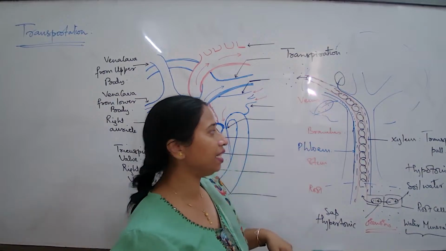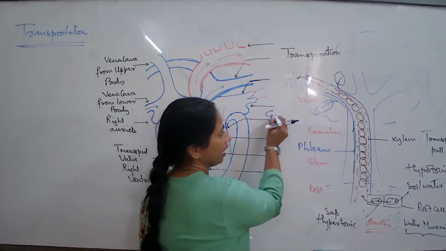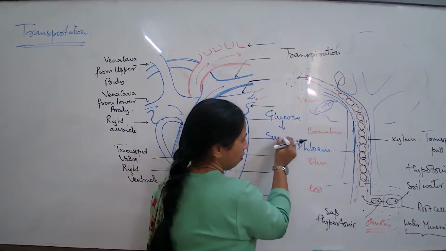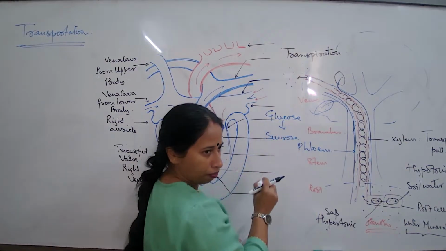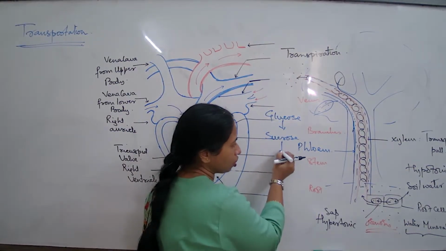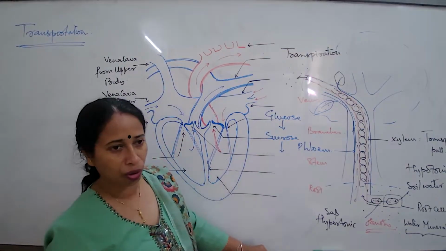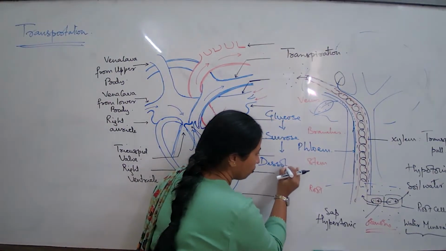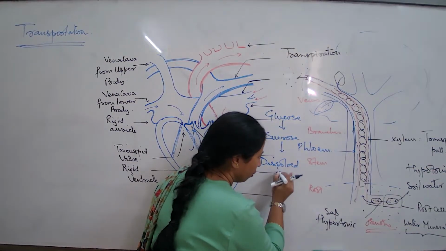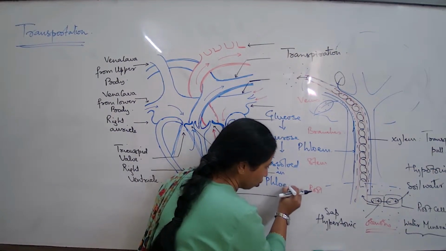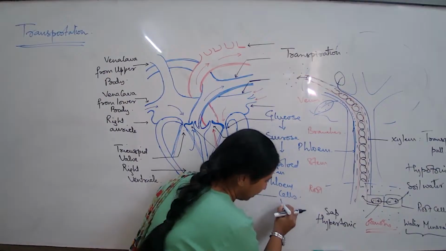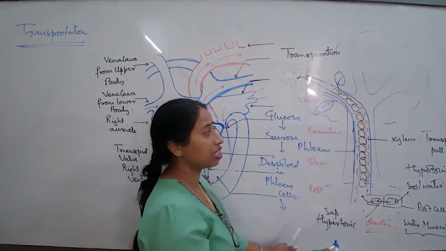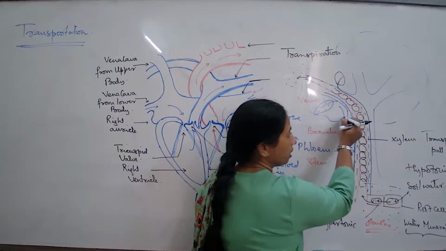But immediately this glucose will get converted to a simpler form, the sucrose, and this sucrose will now get dissolved where? In the phloem cells. They will get dissolved in the phloem cells and then distributed all over the plant. But this distribution can be in all possible directions.